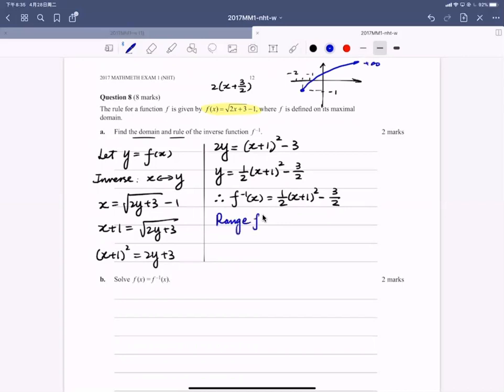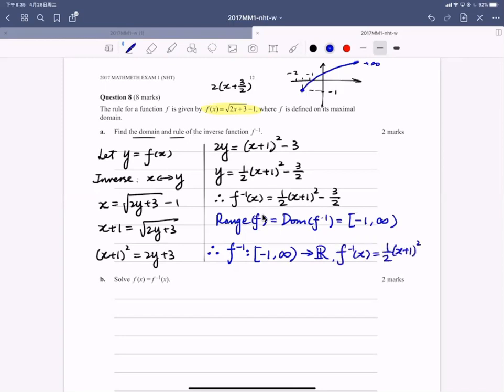Range of f is the domain of f inverse, which is minus 1 to infinity. Therefore, in full functional notation, f inverse is going from minus 1 to infinity, restricted, and f inverse will be half of (x plus 1) squared minus 3 on 2, okay? Rule and domain.